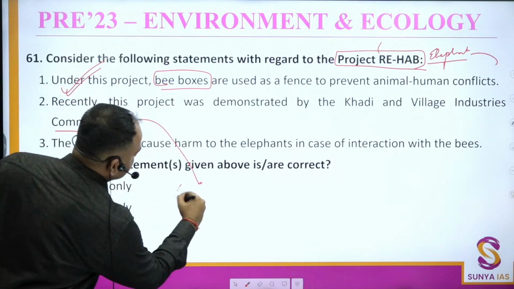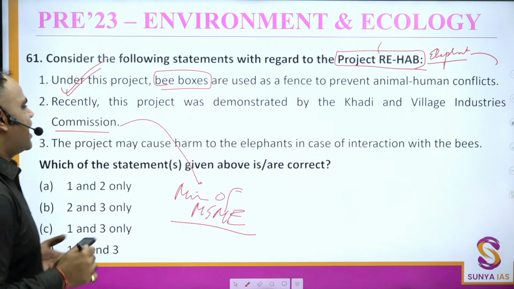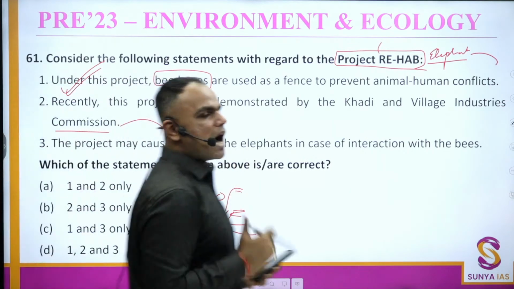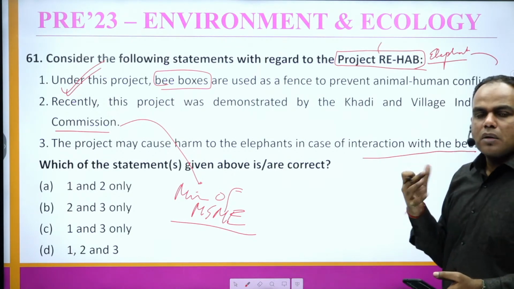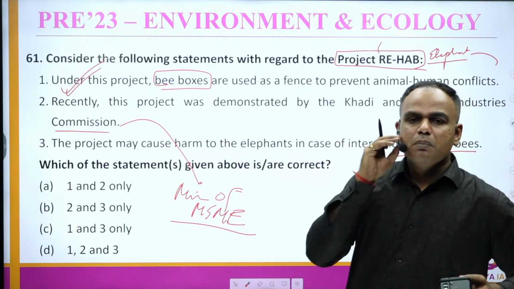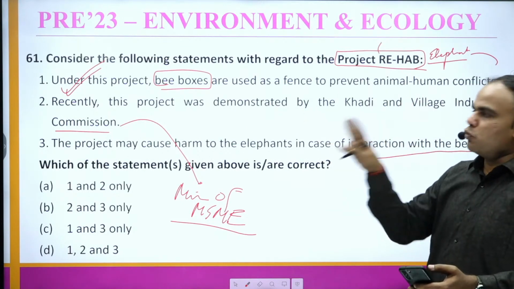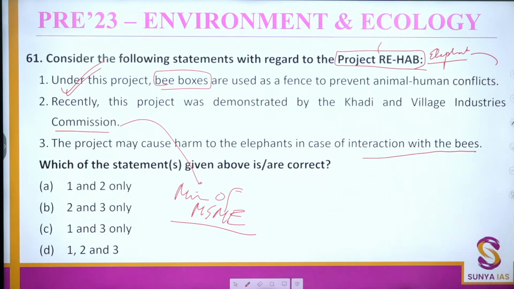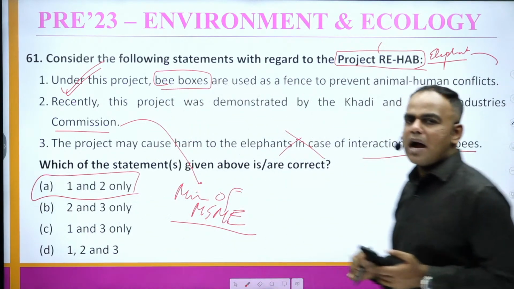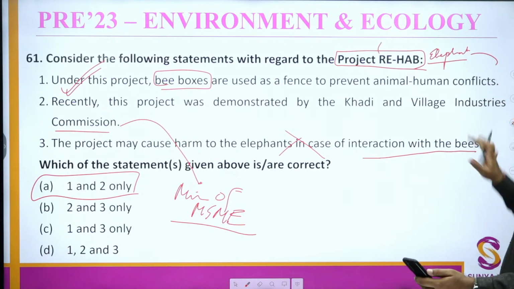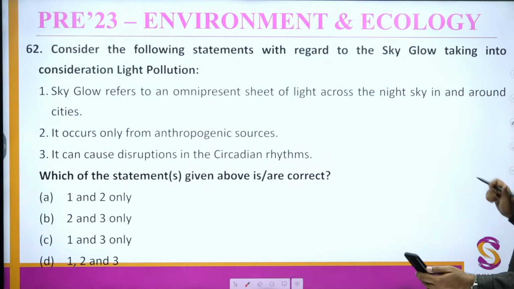This commission is under the Ministry of MSME. And then last, this project may cause harm to elephants in case of interaction with the bees. Now, if this were true, maybe this project would not have taken place. So proper care has been taken so that this harm does not happen to elephants and also does not happen to the humans. Okay, so because of this, for statement 61, 3 is wrong. It does not cause harm. The answer is A, 1 and 2 only. This is project Rehab. Okay, moving forward now.